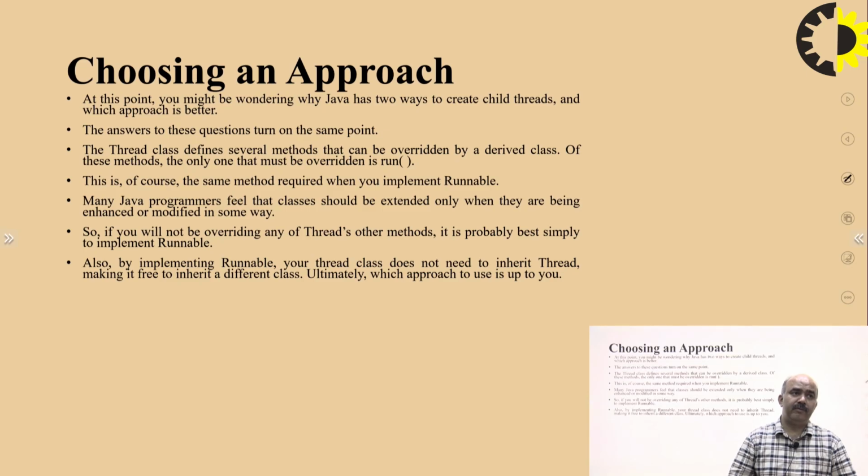If you will not be overriding any other Thread methods, the simplest way to implement threads is with Runnable. By implementing Runnable, your class does not need to inherit from Thread, which frees it to inherit a different class. Ultimately, which approach is used is up to you.